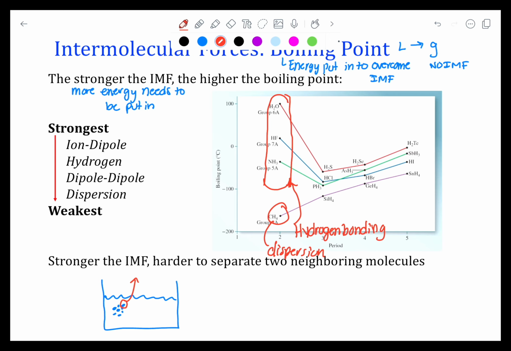That's why when we're cooking our pasta noodles, the water sticks around for a while, because we have to put in a lot of energy to go from a liquid to a gas. Everything in between here is capable of dipole for the most part, so they have higher boiling points relative to the others. This row is all dispersion because they're symmetric. So we see that our hydrogen bonding molecules have our highest boiling points and our dispersion ones have our lowest.